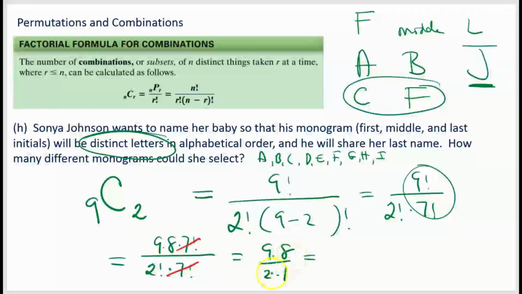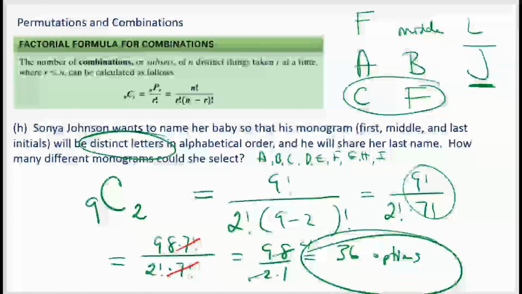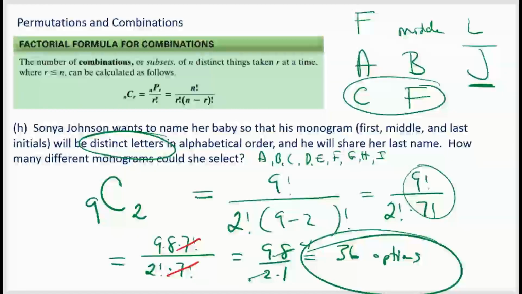Hey, I can do this in my head, right? 2 goes into 8 4 times. That gives me 36 options. So Sonia has 36 different options for letters that she can choose to name her baby so that the baby's initials are in alphabetical order and it ends with a J.